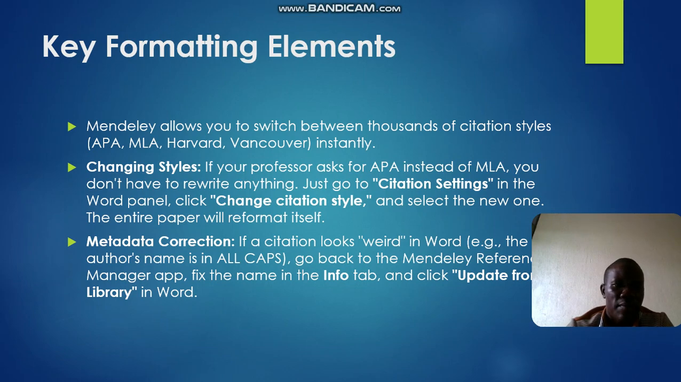So that also happens. Then we have the metadata correction that I even talked about in the previous discussion. With metadata correction, if a citation looks weird in Word, for example the author's name is in all caps, you can go back to the Mendeley reference manager app, fix the name in the information tab, and of course click update from library. So there you find it also works. Ladies and gentlemen, that is briefly what you do under this. I believe with all this, we are good to go.